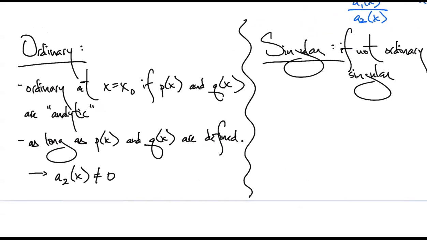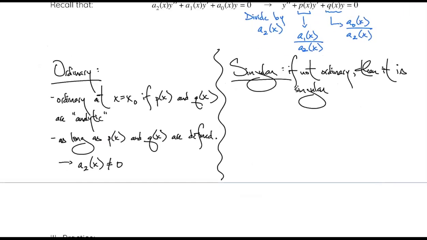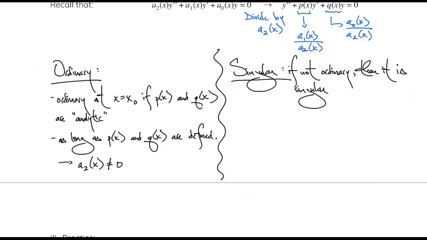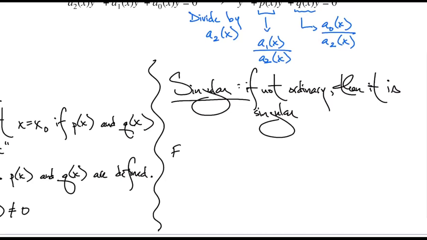Now, if a sub 2 of x is 0, then we're going to be saying it's singular. Okay, so on Thursday, when we meet to talk about 6.3, we'll notice sometimes that first coefficient will have places where it can be equal to 0, and that will make it a singular situation. Whereas what we're working with today and tomorrow is that they are ordinary. Now, it's easy for me to say, oh, singular is just not ordinary, but let me give you a couple examples of what we mean by singular.